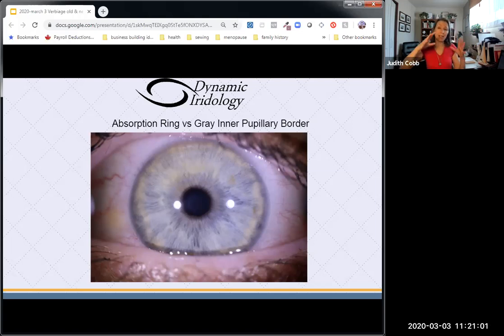Remember at the beginning I said that what we're really doing here is using language that is more descriptive of what we see in the iris and not diagnostic. This is an important thing. Calling it a gray interpupillary border is actually the correct ophthalmological name for what we are looking at.